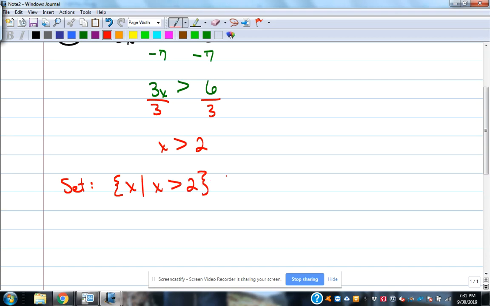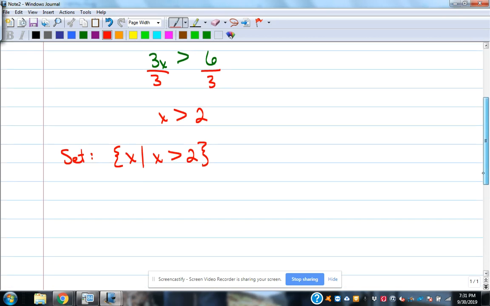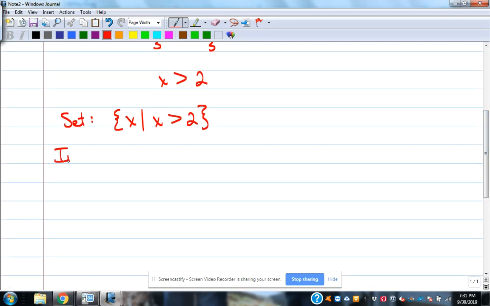Well, that's not very hard. Set notation is really easy. Okay? Interval notation and the number line go hand in hand, so we're going to do those together. We're going to do interval notation and then the graph.